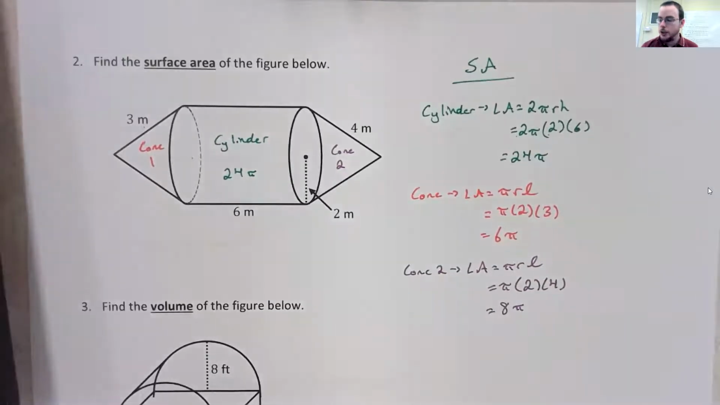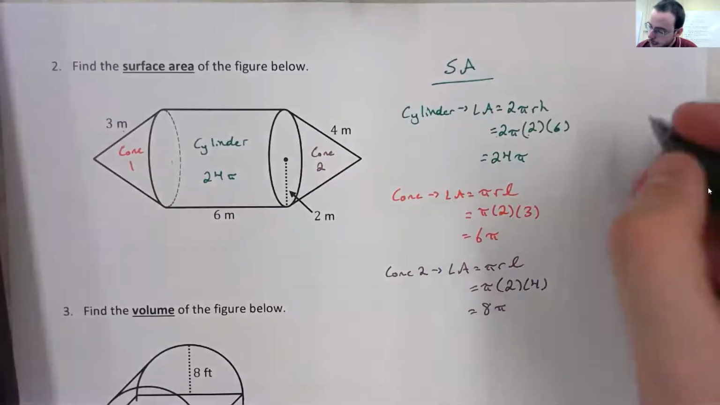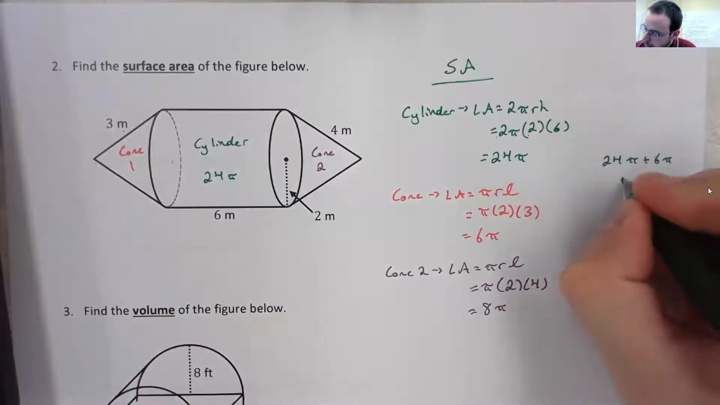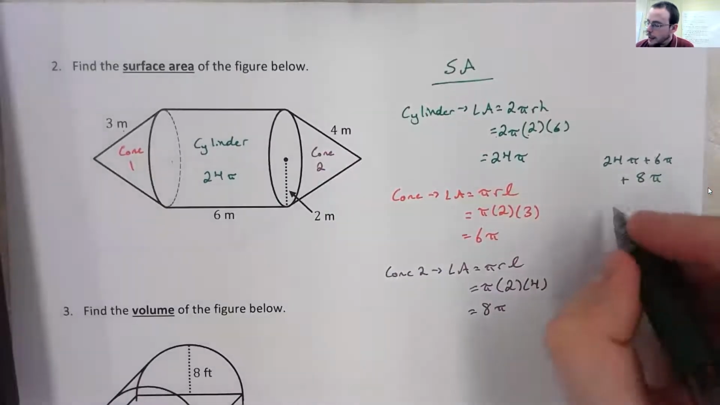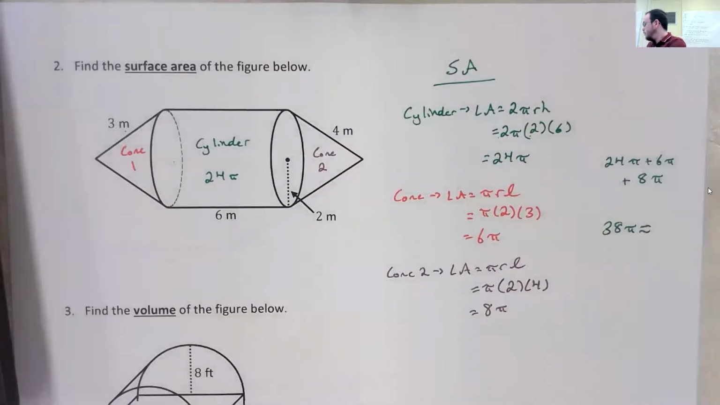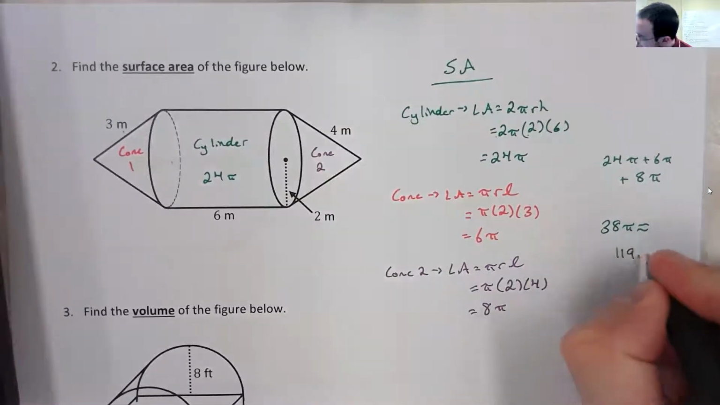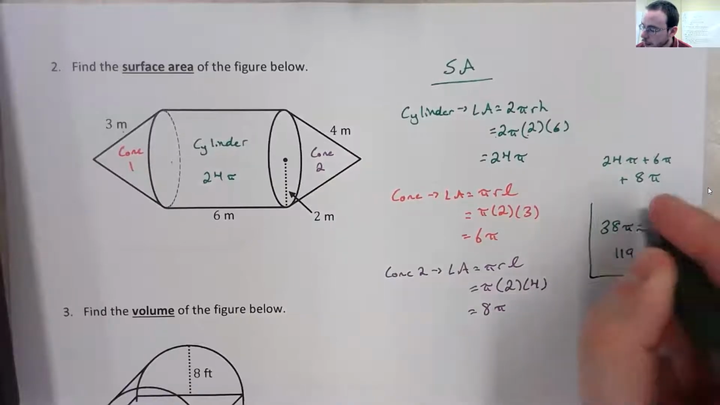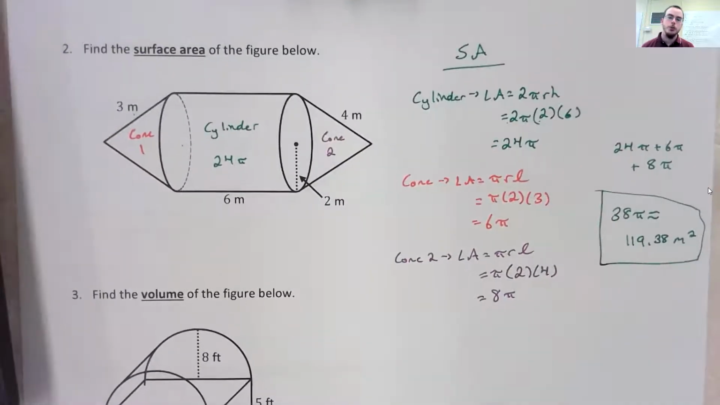So now to figure out our surface area, we just add those together. So 24 pi plus 6 pi plus 8 pi gives us 38 pi, which is approximately 119.38 meters squared. And again, we have to use squared because we're doing surface area, and surface area is always measured in squared units.